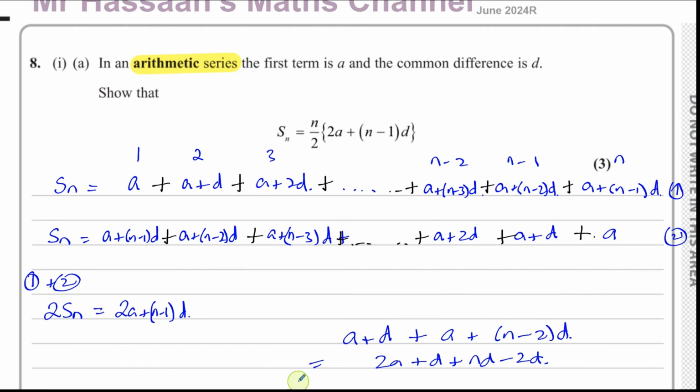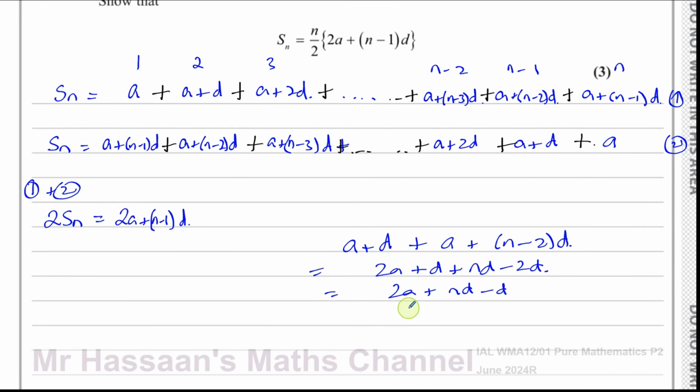What do you notice here? That gives us 2a plus, and you have d minus 2d, so you have nd, and you're going to have d minus 2d, which is minus d. So what does that give us? That gives us 2a plus, you see the common factor here is d. I'll write it over there. That'll be n minus 1 times d. Exactly the same as this.